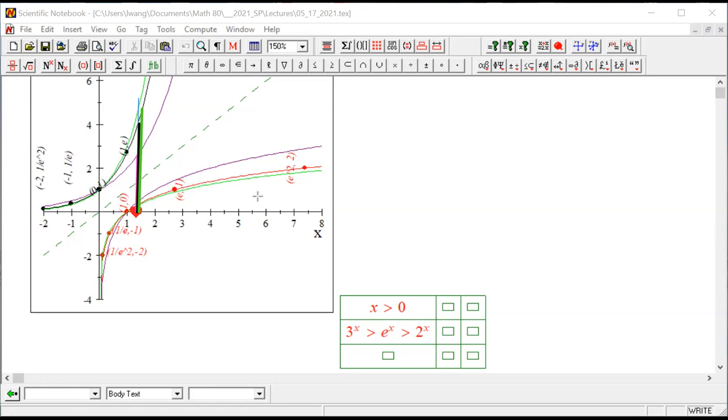two. Okay, so that tells us that when x is positive, 3 to the power x is larger than e to the power x is larger than 2 to the power x. Do you guys get that visual? Yes, you get it? So that's the visual.